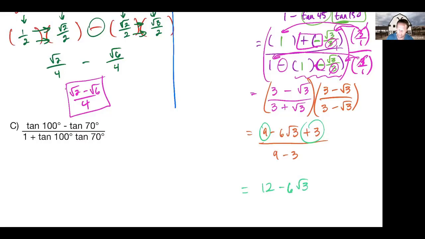Be very careful. A lot of students will make the mistake of actually combining 12 minus 6 and putting 6 root 3's. But remember, this represents 12 ones, and this represents negative 6 root 3's. So therefore, we can't combine those because they're not like terms. But in the denominator, these are definitely like terms, so 9 minus 3 is 6.